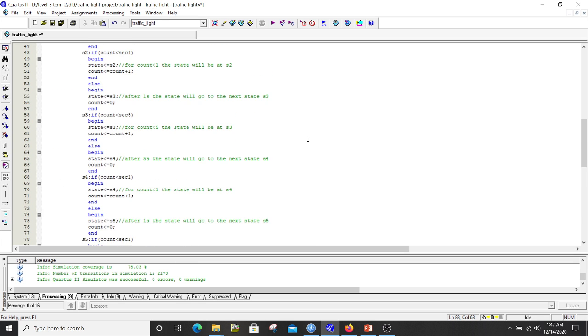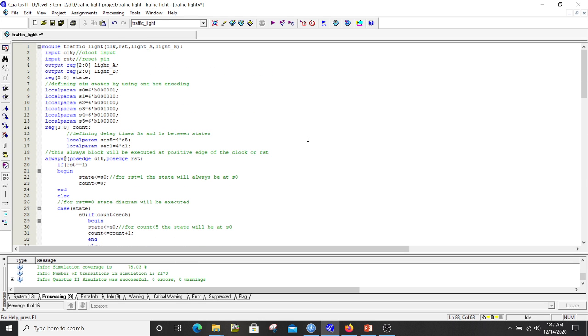So in the code, there are two inputs, clock and reset. Clock is used for counting, and we have also a reset pin, and our outputs are light A and light B. First of all, we have defined 6 states by using one-hot encoding, and then we defined delay times of 5 seconds and 1 second between states by using two local parameters, sec5 and sec1.